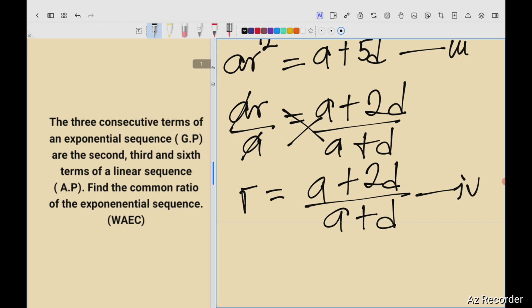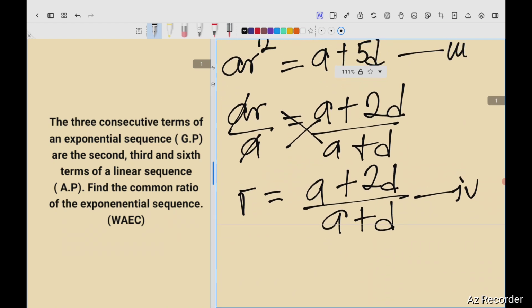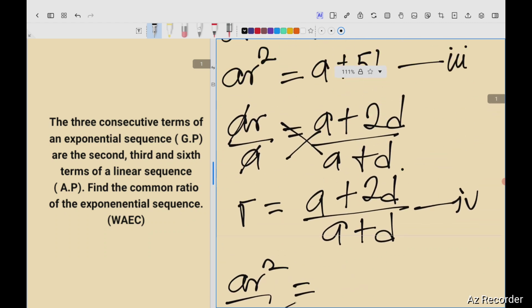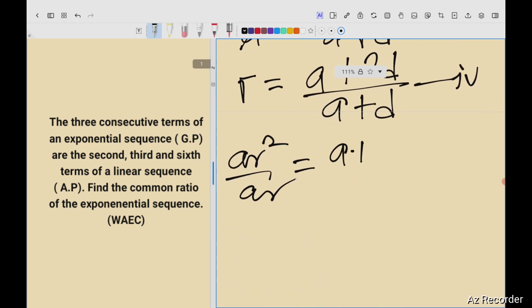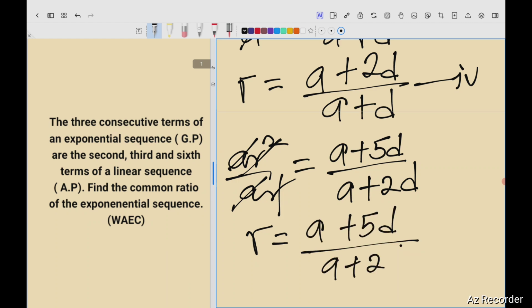But recall that we still have AR squared, so let's divide equation 3 by equation 2. You have to follow me clearly. AR squared over AR equals A plus 5D over A plus 2D. So A will cancel A, R will cancel R, and R is also equal to A plus 5D over A plus 2D. Let's call this equation 5. So now we have equation 4 and equation 5.